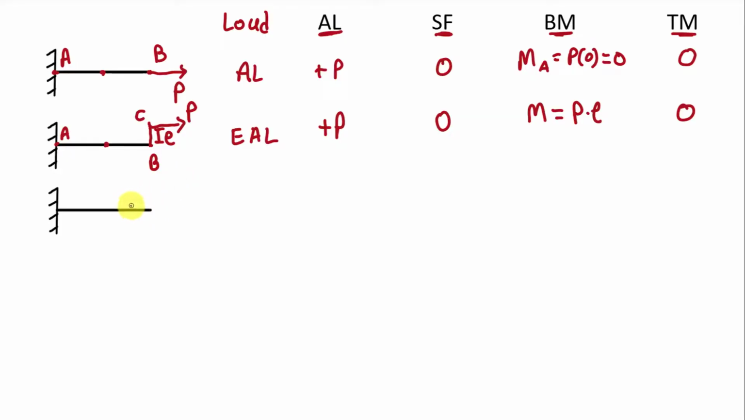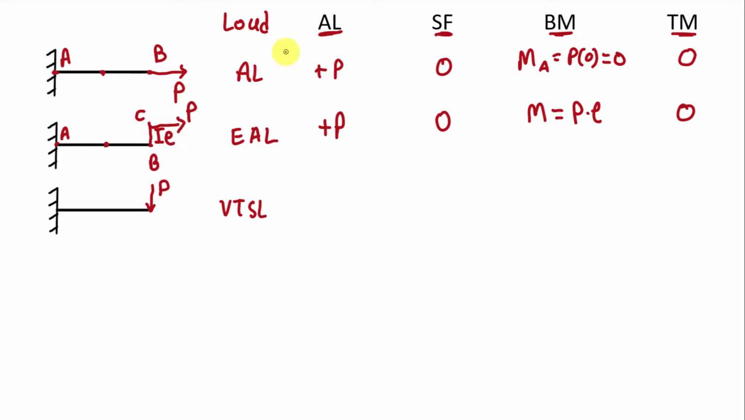Now in the third case, we are going to apply a point load at this end in the downward direction. This load is applied in the perpendicular direction to the longitudinal direction of this body, and it is parallel to this surface of the body, so it will be considered as a transverse load. And it is in the vertical direction, so it will be a vertical transverse shear load. Now we are going to find the value of axial load, shear force, bending moment and twisting moment due to this load P.